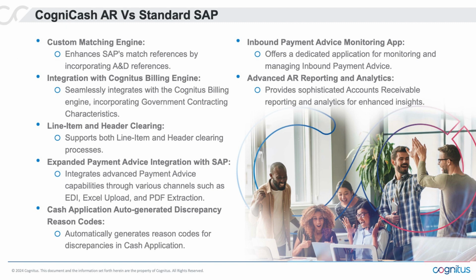But at the same time, we can also clear on a header level using those expanded references that I just spoke of. So we're able to match at a very specific detail of the invoice. We're able to determine what kind of match scenario there is, and we're able to create the residuals specific down to this line item.